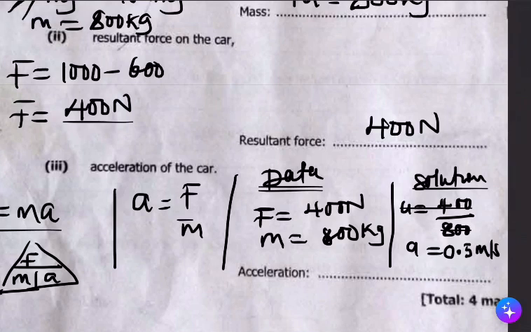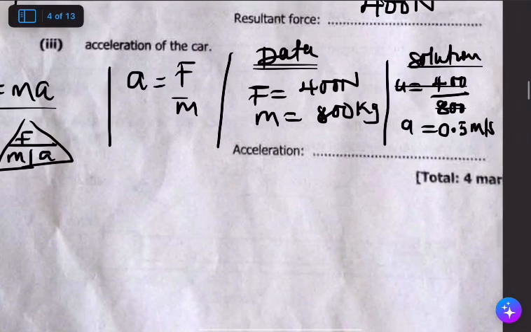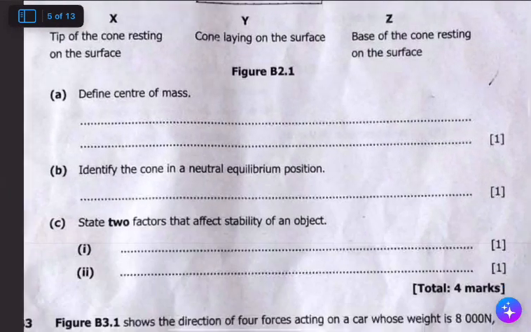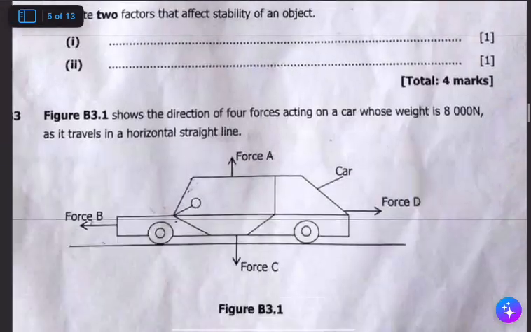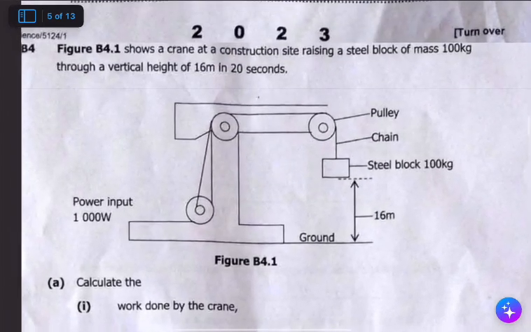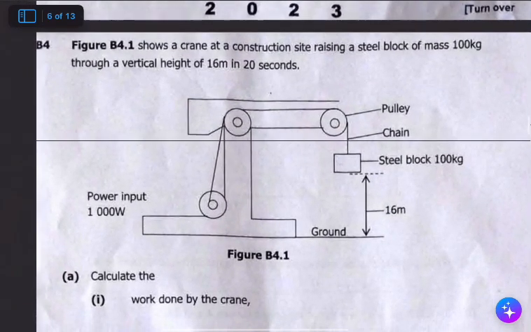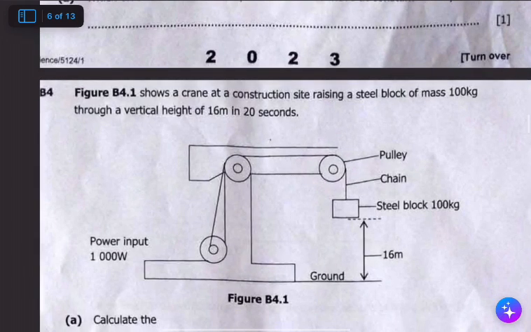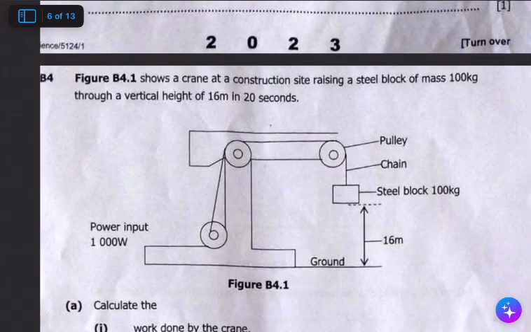So the other question that we're having is on simple machines. I'll take up this question from the simple machine part. We look at question B4. Figure B4.1 shows a crane at a construction site raising a steel block of mass 100 kgs through a vertical height of 16 meters in 20 seconds.